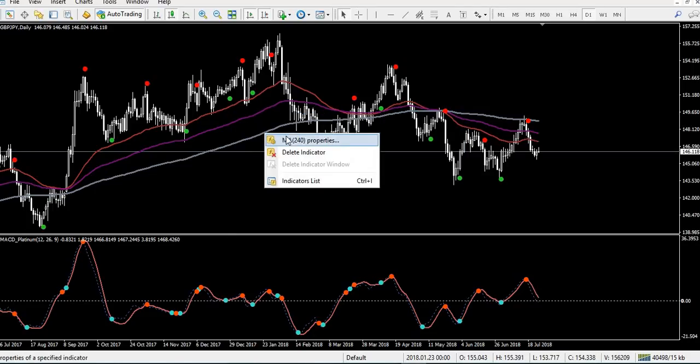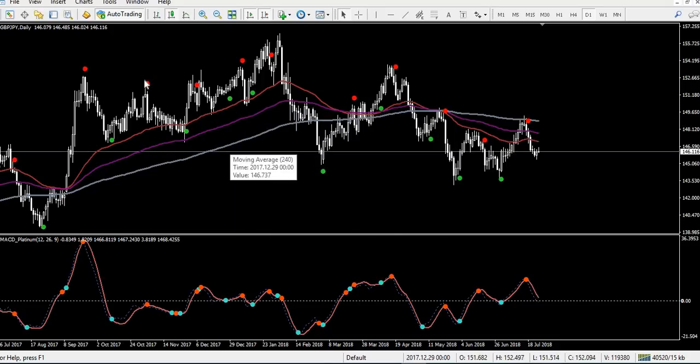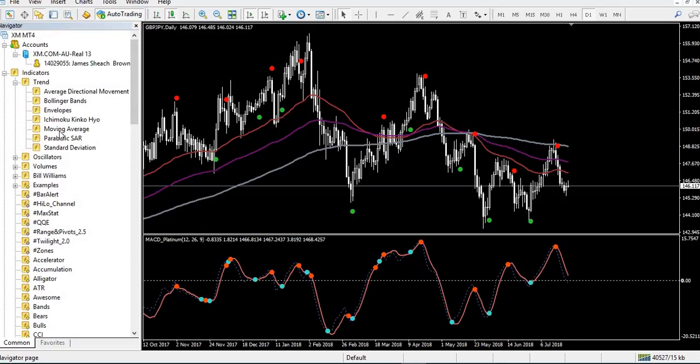These are default indicators in your MT4 platform. The third one, the slate grey, the thick grey one, is a 240 linear weighted MA. So it's on the bottom of your list there, easy to find. These are all default moving averages. Just go into your indicator list, you'll find them in trend moving average. They're right there, easy to find.